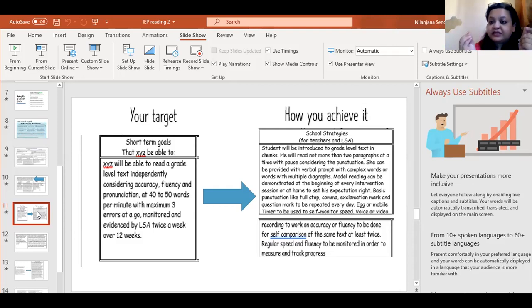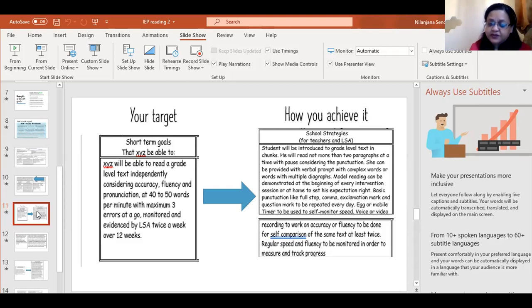We can just tell them, read this paragraph. Okay. And then next line we can go. He will read not more than 2 paragraphs at a time with considerable pause and punctuation. Okay, so the child will go for 2 paragraphs only. So you're not providing more than 2 paragraphs in an email or something. And then I'll tell you how you will collect information on the same.